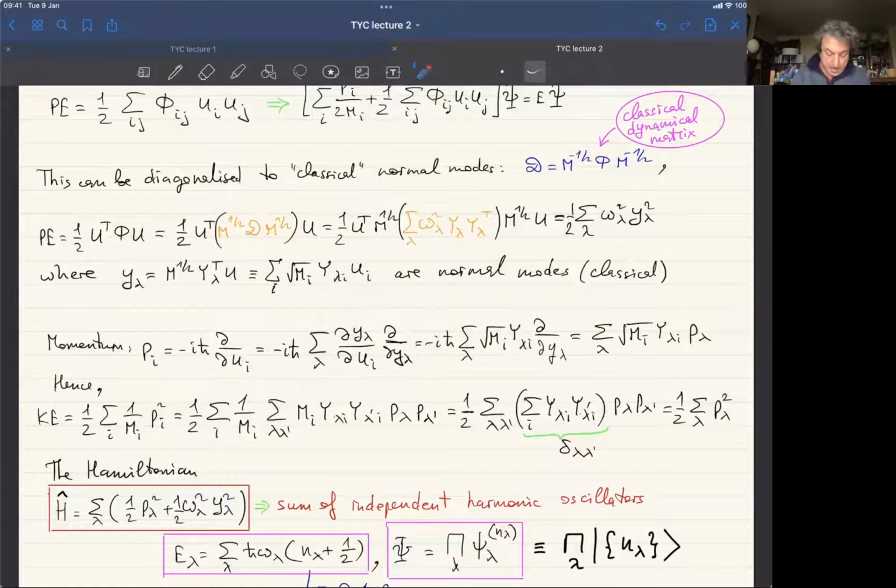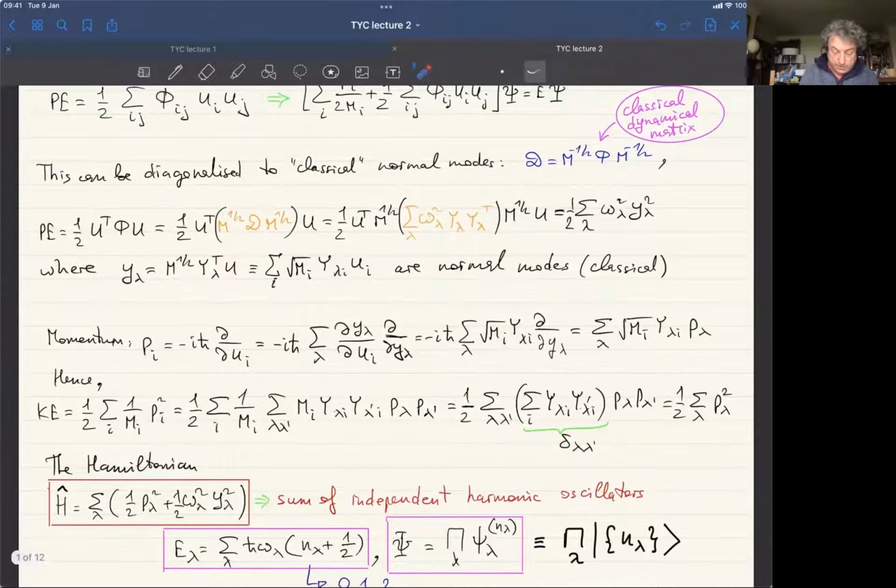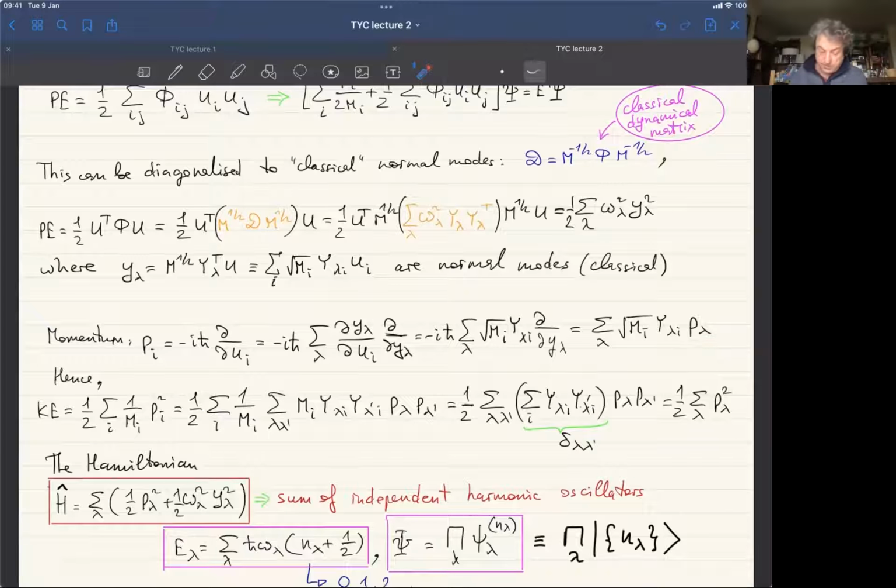But once we have this relationship between the operators of momentum with respect to the old displacement and with respect to the new displacement, if you like, these new normal modes, then the kinetic energy can also be worked out to be, as in the classical case, the sum of p squares. But p's are operators, of course, not just classical quantities. And therefore, we have the potential energy, the sum over lambda, kinetic energy, sum over lambda. So the Hamiltonian of this system of coupled oscillators in the harmonic picture is actually a sum of independent harmonic oscillator Hamiltonians, for each normal mode lambda.